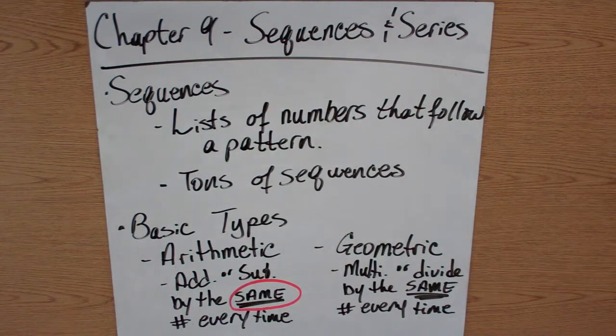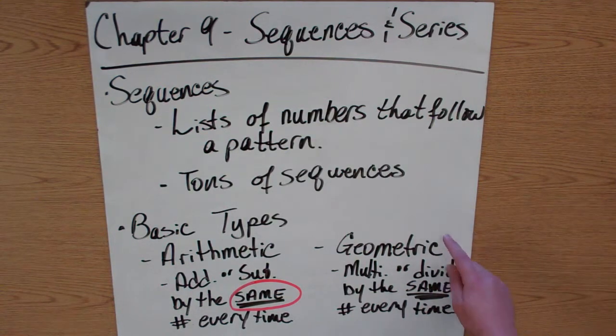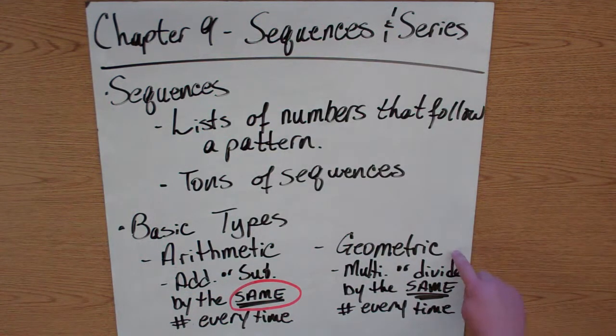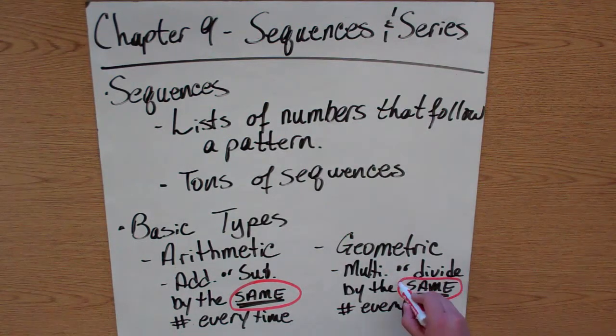An example would be like, say 1, 2, 3, 4, 5. I'm adding 1 each time, or 2, 4, 6, 8, I'm adding 2 each time. Next kind is a geometric sequence, because this video is on sequences, we'll do series a bit later. A geometric sequence is where you multiply or divide by the same number every time.